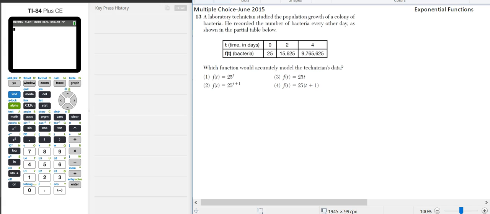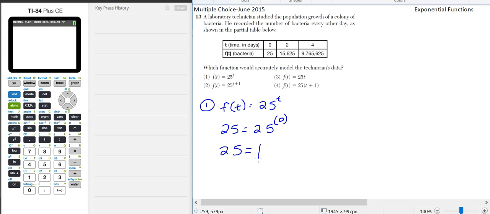Let's start with choice 1. So choice 1, we have f of t is equal to 25 to the t. And we're going to start with 0, 25. So for f of t we're plugging in 25, and for t we're plugging in 0. 25, is that equal to 25 to the 0? 25 to the 0 is 1. 25 is not equal to 1, so this equation does not make sense. F of t is equal to 25 to the t does not make sense when we plug in these points, so this table cannot be modeled by that equation, and choice 1 will not be the answer to the question.